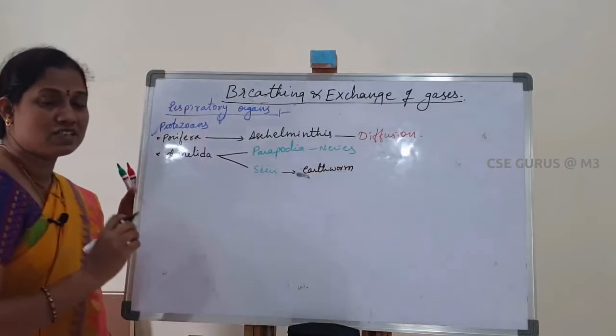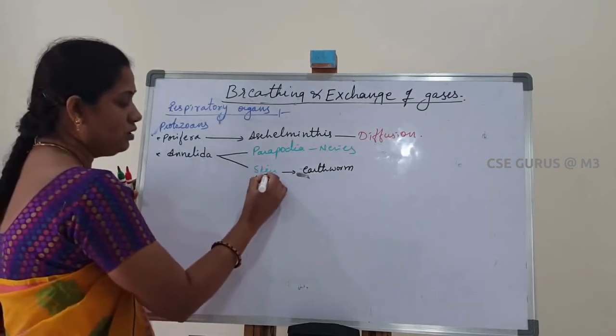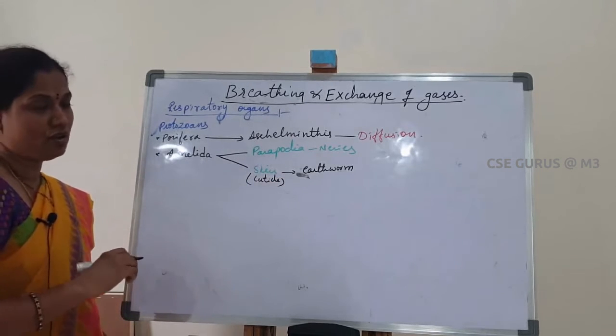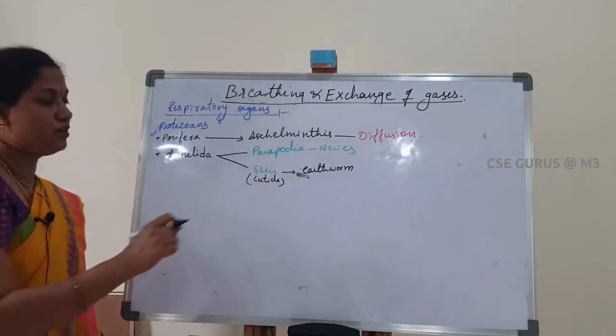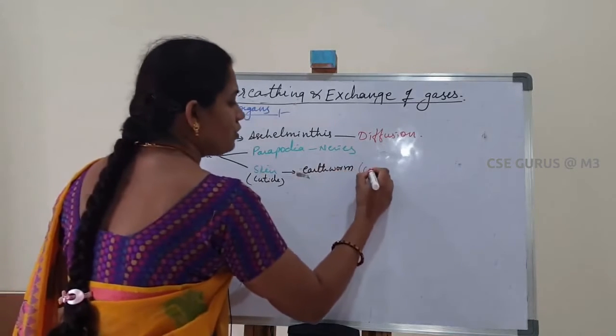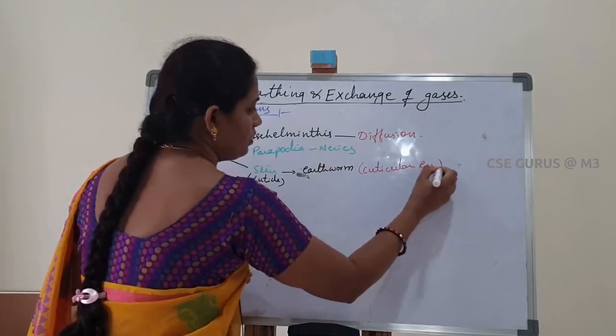In the earthworm, the skin is made up of cuticle, so that's why the skin is also called cuticle. The earthworm respires with this cuticle, so that's why this respiration is called cuticular respiration.